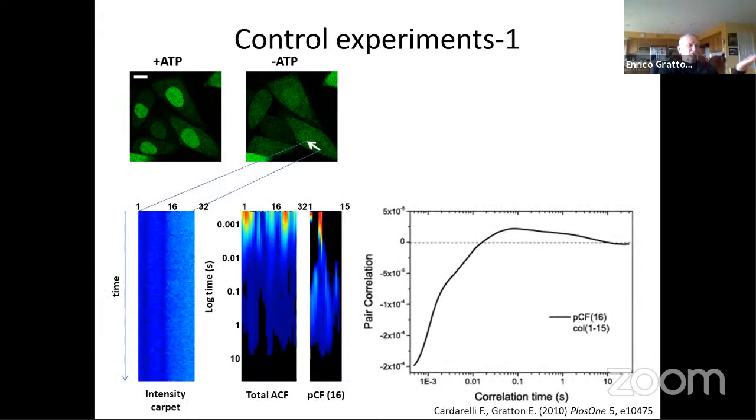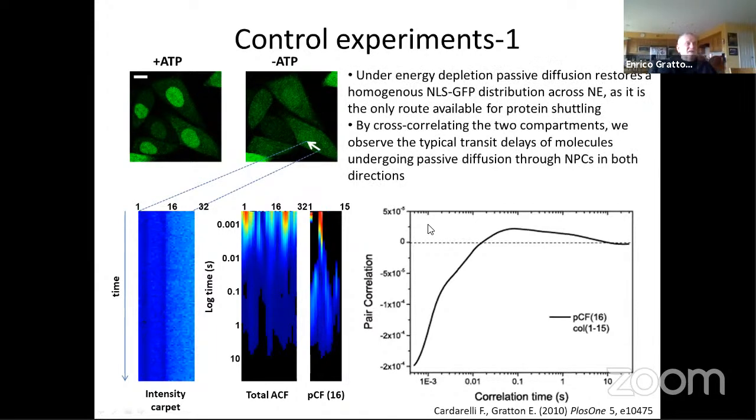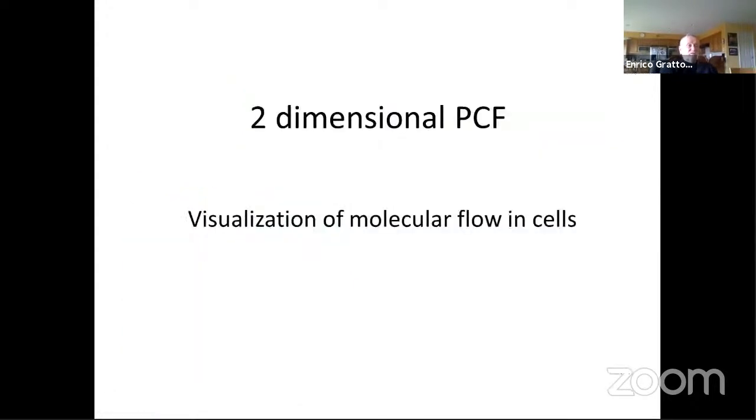Okay, so we can get all this correlation function and show that every time we have this arc, it means that it passes through, but it takes some time to pass through. Okay, so when we deplete energy by controlling the amount of ATP, we get a uniform distribution. So we delete completely the active transport.